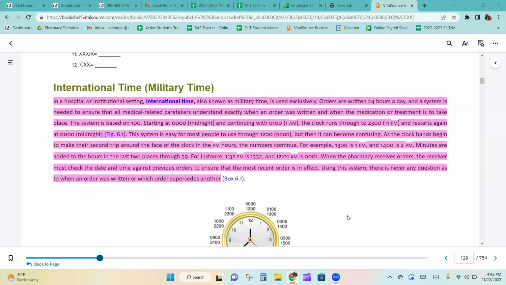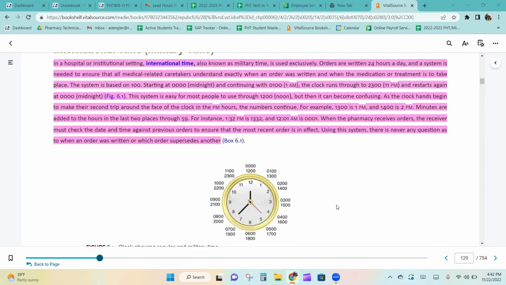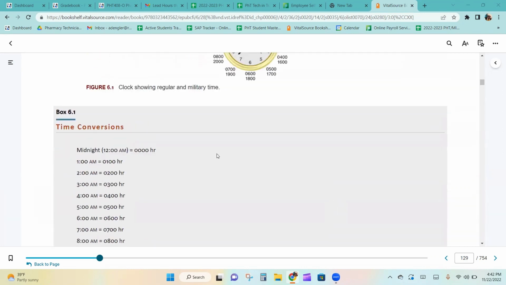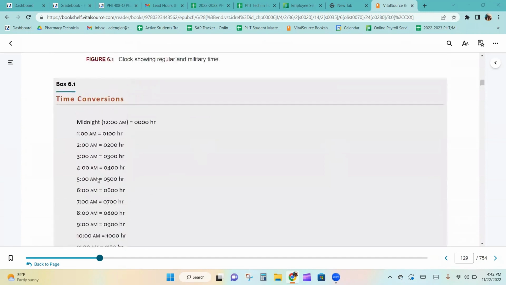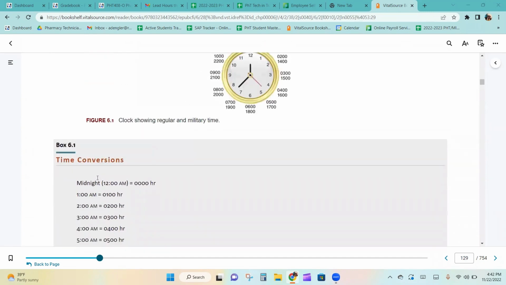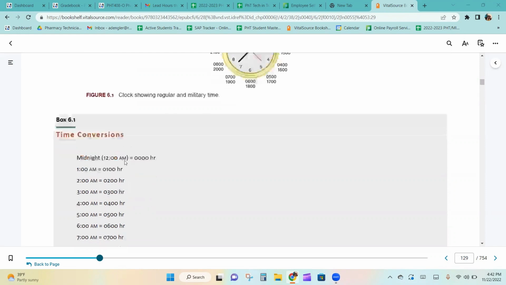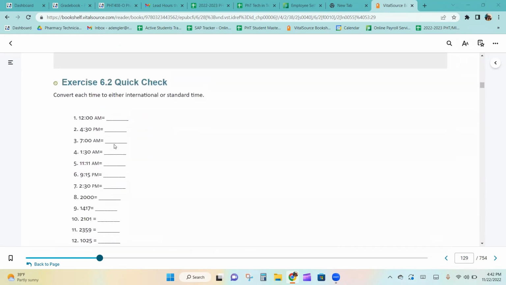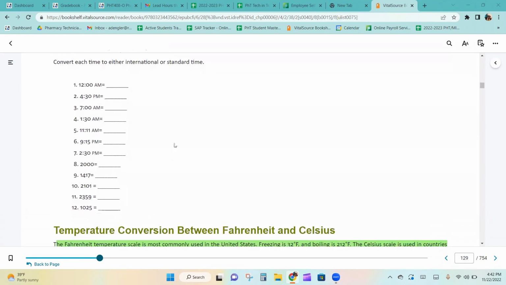is 0001. When the pharmacy receives orders, the receiver must check the date and time against previous orders to ensure that the most recent order is in effect. Using this system, there's never any question as to when an order was written or which order supersedes another. So then you got a little chart here to help you study. And then you have some quick practices you can go through.